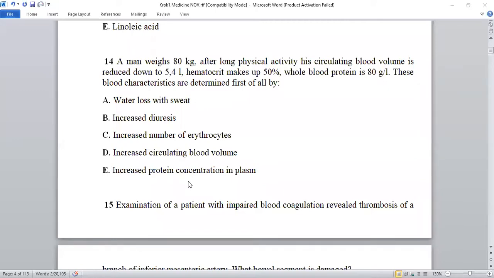In fact, not only water. In burns, you also lose a lot of proteins, right? And in that case, the plasma will reduce further, and your hematocrit will obviously go high, right?